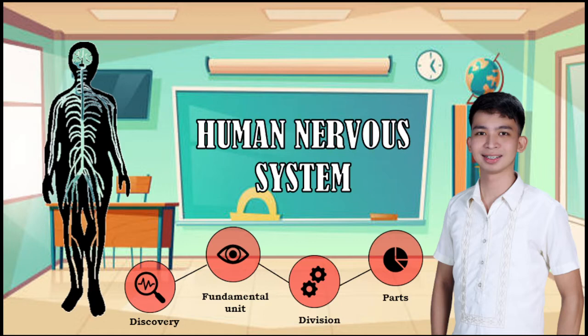For today, our discussion will be focusing on the human nervous system. My presentation is divided into four parts, which includes the following: the discovery of the brain as the main or primary human nervous system organ, the fundamental unit, the division, and of course, the parts of the human nervous system. Let us start.